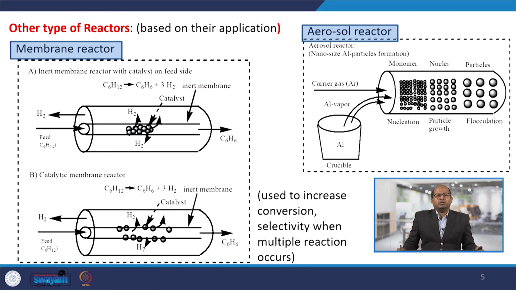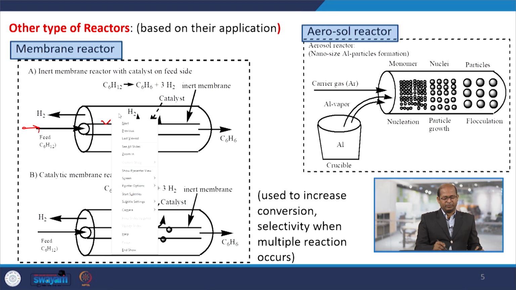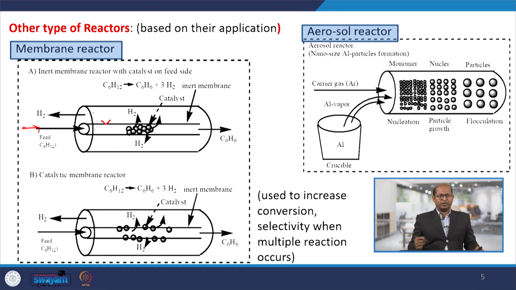Okay. So, next is the membrane type of reactor. This is also another type of reactor. Here the feed passes through a particular tube, and in it there is a membrane. This is the membrane, and there are some pores in the membrane. You know that in a membrane there is some pore or porosity.